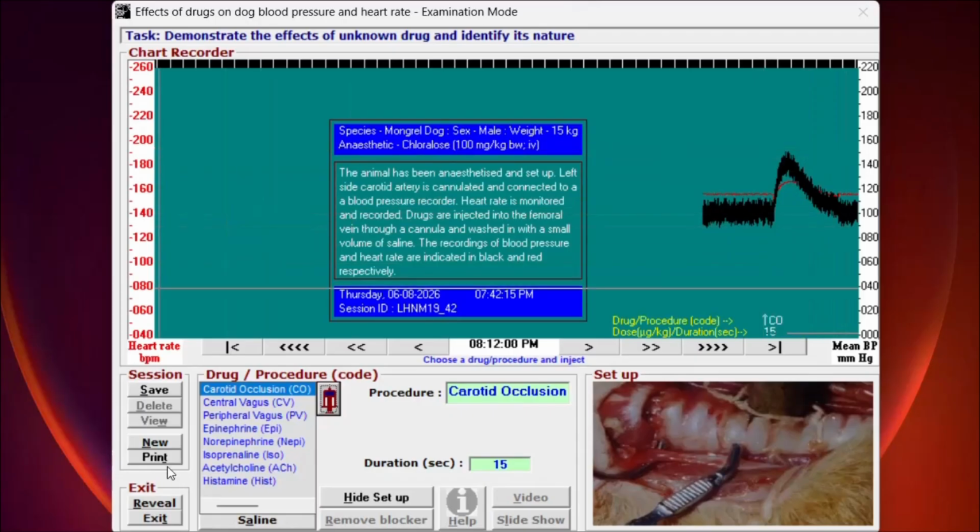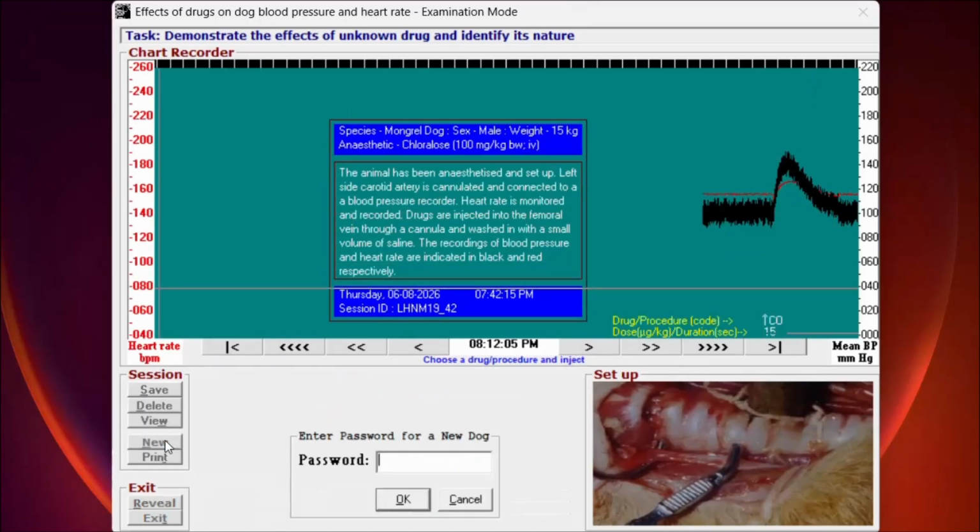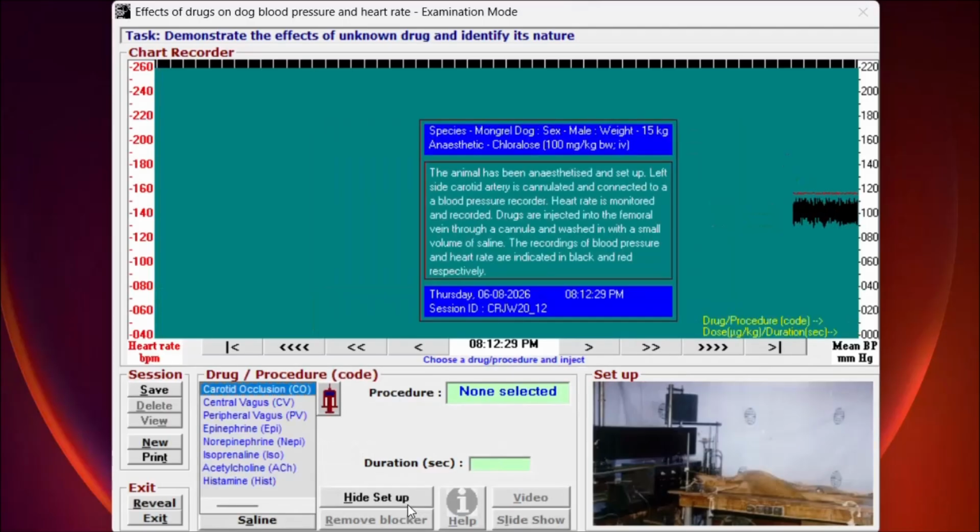Now let's go to new. Whenever you click new in the exam mode, you will not be able to go back to the previous slide, because the password will be set. But since I'm showing you guys, I already know what the password is for this. So I'll just type in the password so that I can show you the next interventions. So this is the new one again.